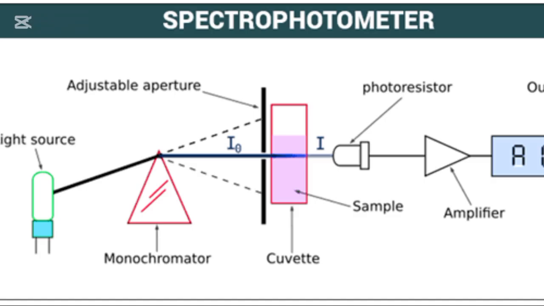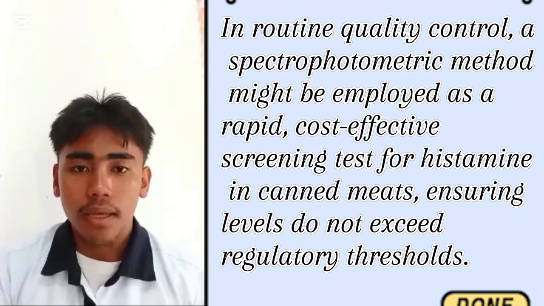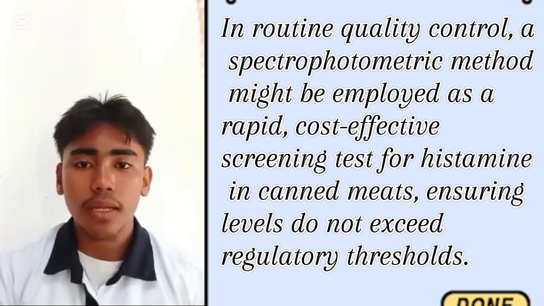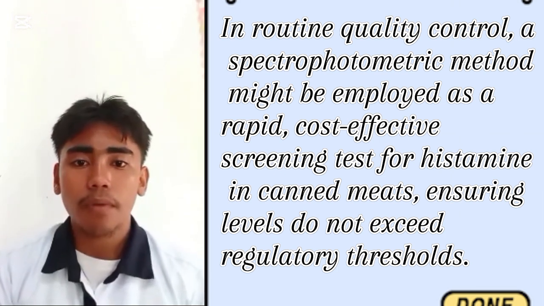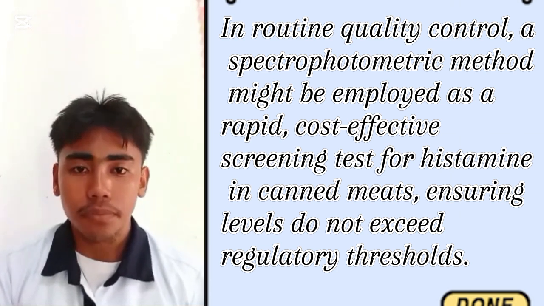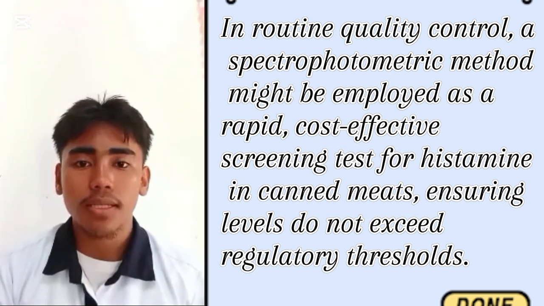2. Spectrophotometric methods. These methods rely on measuring the absorbance or fluorescence of BA derivatives in the UV or visible range. Derivatization is needed to enhance sensitivity. In routine quality control, a spectrophotometric method might be employed as a rapid, cost-effective screening test for histamine in canned meats, ensuring levels do not exceed the regulatory threshold.